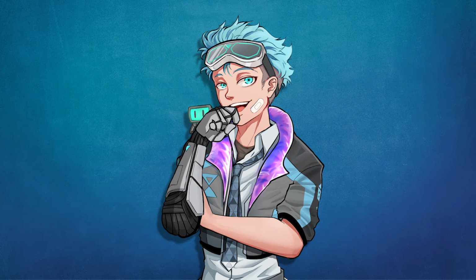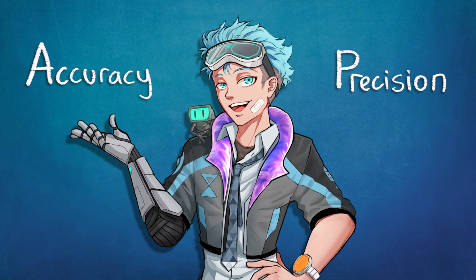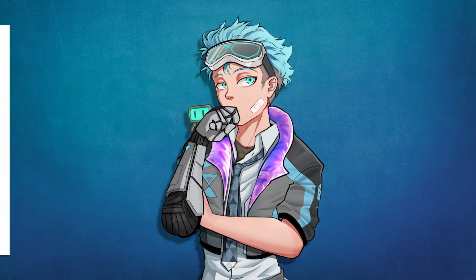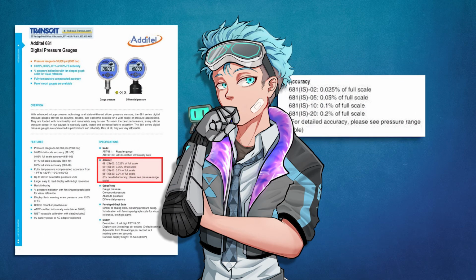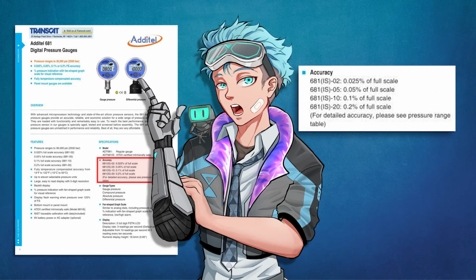In conclusion, accuracy tells you how far your measurements are from the target or ideal value, and precision tells you how consistent your measurements are, irrespective of whether or not they're correct. Manufacturers are usually kind enough to provide accuracy data for their instruments, so be sure to look out for that.